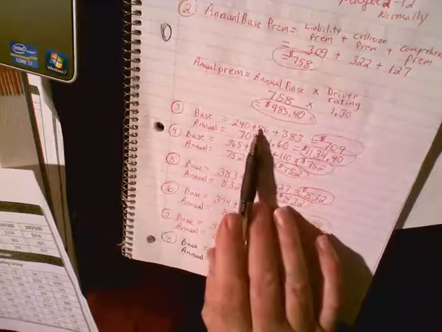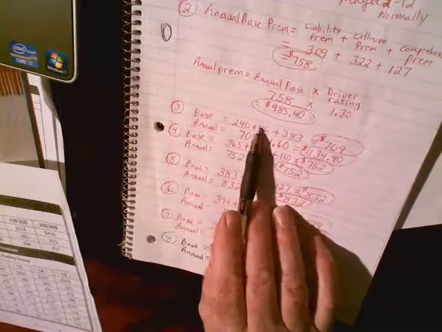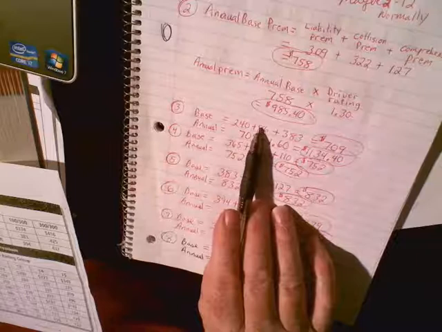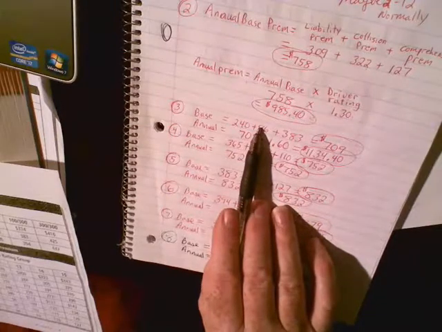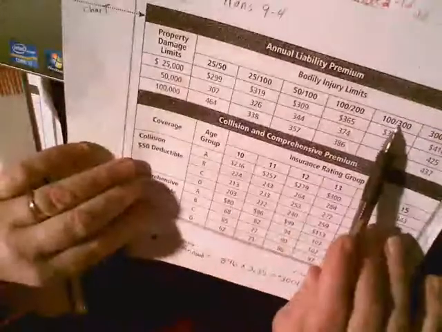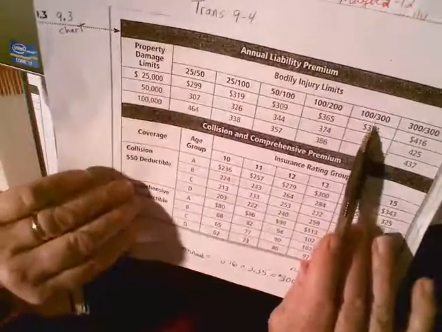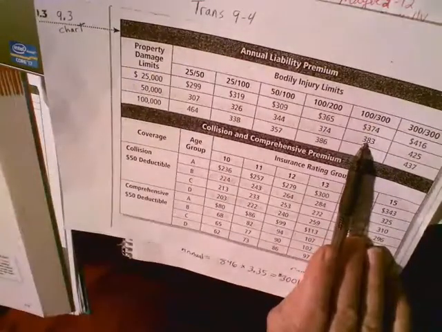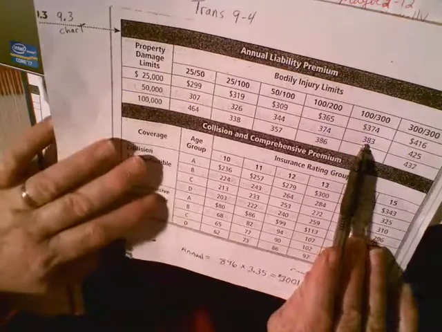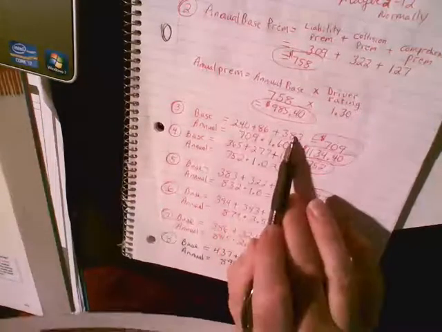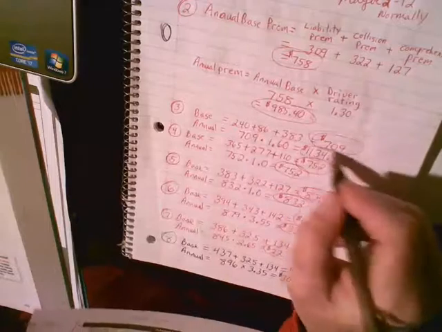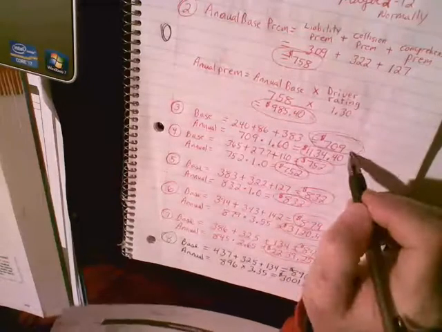We're going to add those 2 together. And then they also say that she wants 100 and 300 bodily injury and $50,000 property damage. So we go back to the chart here, 100 and 300, go over to there. $50,000, I believe that's what they said. Yep, property damage. So we go down to 50,000. That's 383, that's that third number there. We're going to add all 3 of those up. When I added all 3 of them up, I got 709. So that's her base premium.